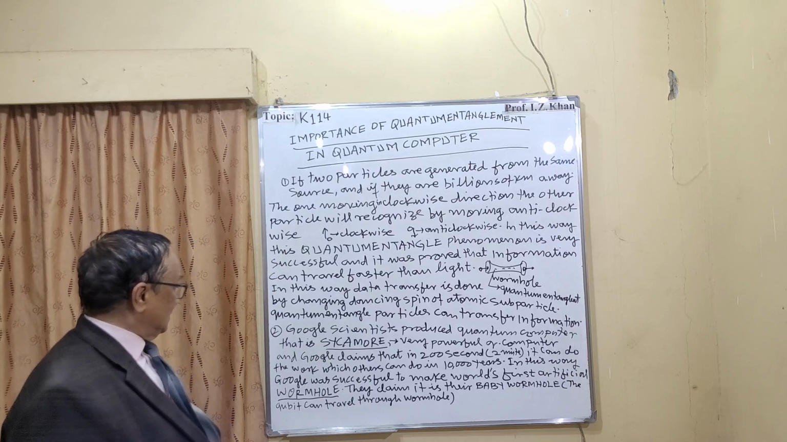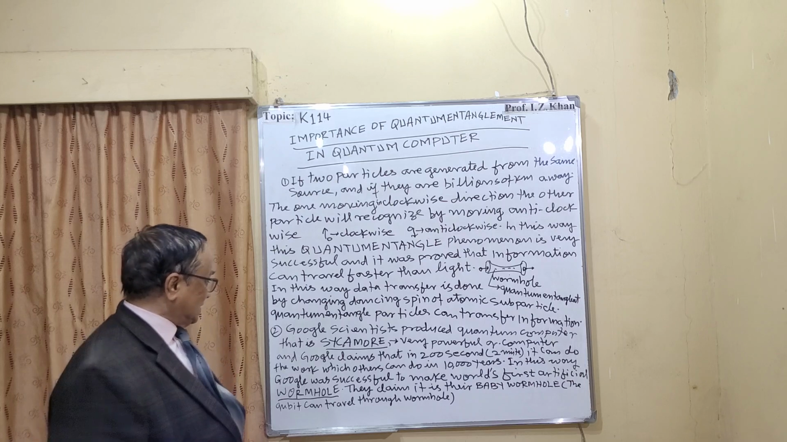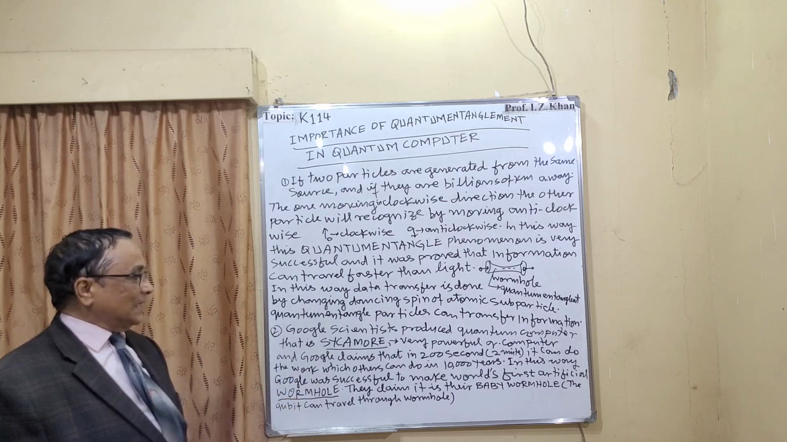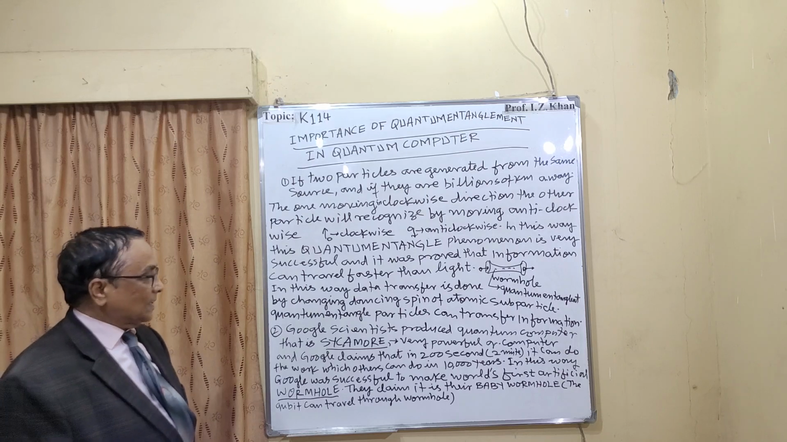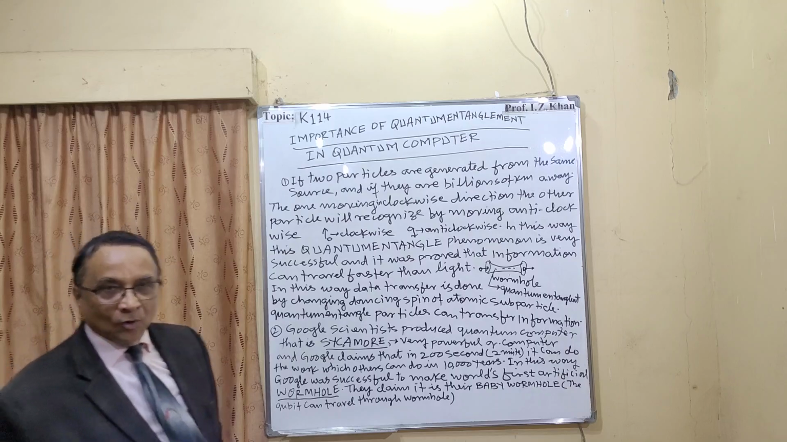And in this way, Google was successful to make the world's first artificial wormhole, and they claim that it is their baby wormhole, and the qubit can travel through the wormhole.